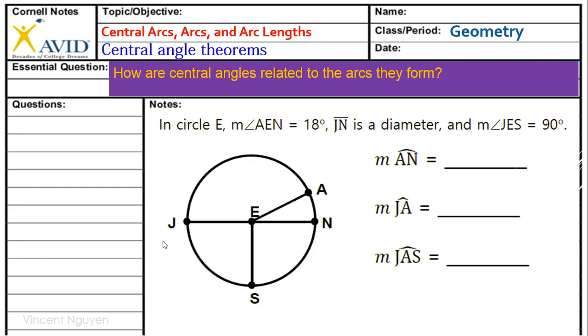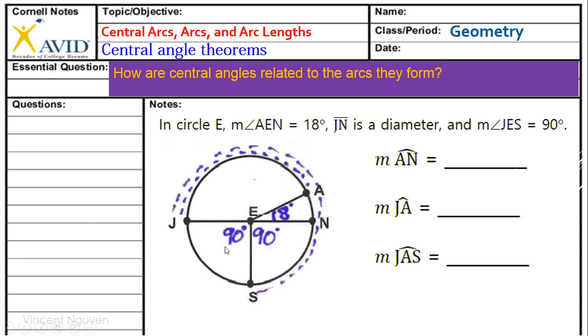All right, let's do another example. In circle E, we have angle AEN. This angle is 18, so we know the arc is going to be 18 degrees. We have JN as the diameter. If this is the diameter, then this half is 180 and this half is 180. Angle JES is 90 degrees. Oh, that's nice. If JES is 90, then the other half must be 90, because this whole thing is 180. All right, let's fill that in: 90, 90, 18.